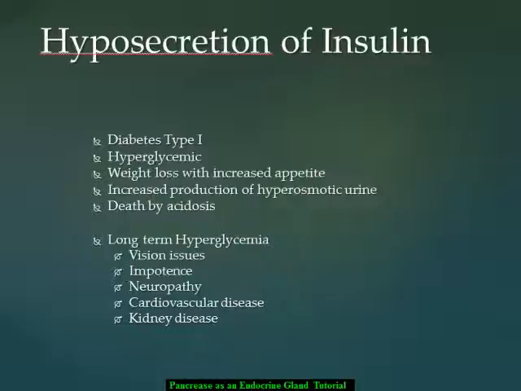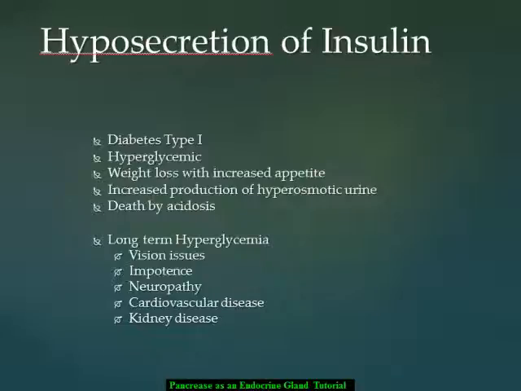Long-term hyperglycemia that would be related to hyposecretion of insulin can cause a number of signs and symptoms which we see with diabetic patients. First of all, the vision is going to be affected as well as hearing. This has to do with loss of blood vessels to the eye as well as neuropathy to the eye. Individuals that have long-term hyperglycemia may have impotence. There may be erectile dysfunctions associated with this.